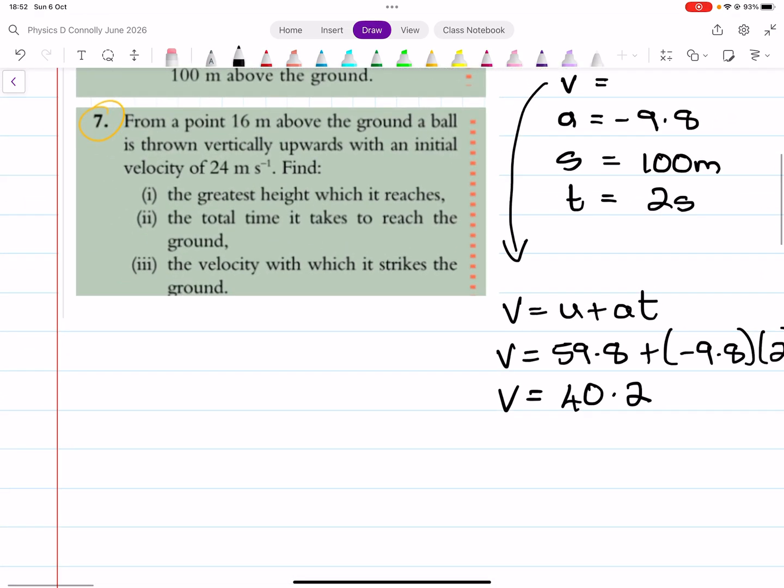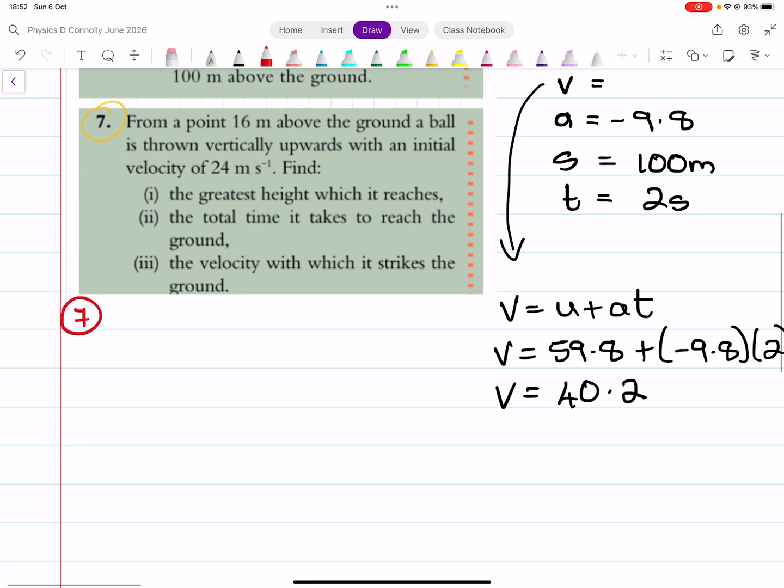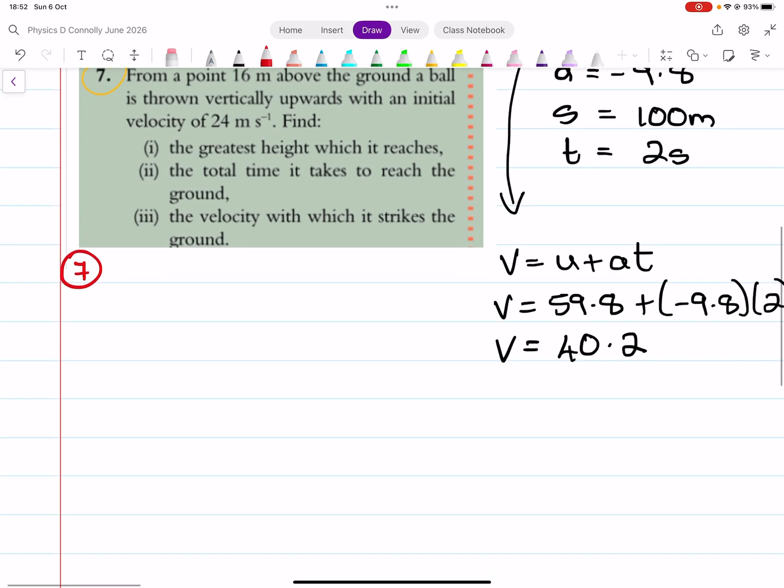All right, and then question 7. So from a point 16 meters above the ground, a ball is thrown vertically upwards with an initial velocity. Okay, sorry, need a picture.